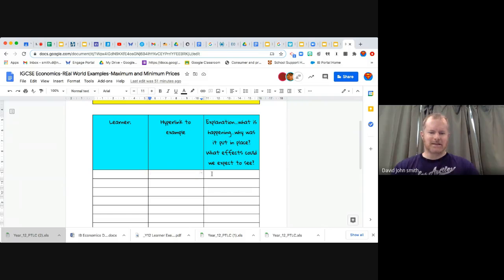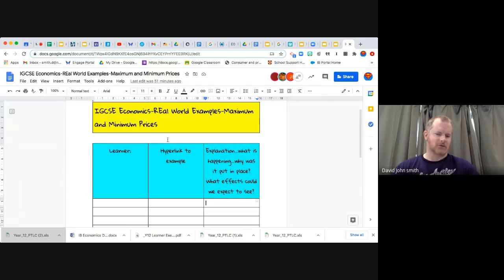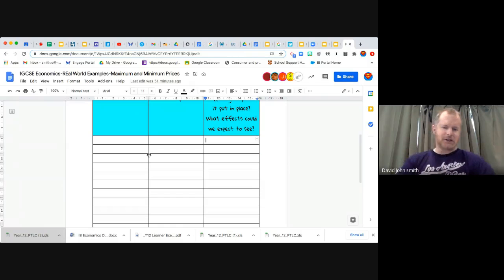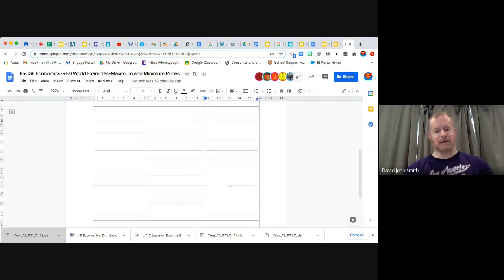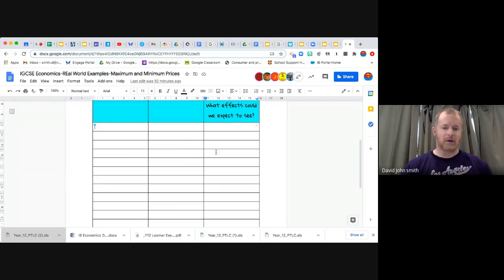Then in this cell, you're going to explain what's happening. Why was it put in place? Can you see any effects? Are there any effects that you might expect to see as a result of this particular price control? Now, the idea here is application. It's finding a real life example. It's applying the concept of maximum and minimum prices. But because you're finding real life examples, you're going to be able to use those potentially in the future in an exam question where you might be asked about maximum and minimum prices. It's also really good to help you cement your understanding, and it's also about practicing writing an explanation as to what the theory is actually meaning. So that's what I'd like you to have a go at.